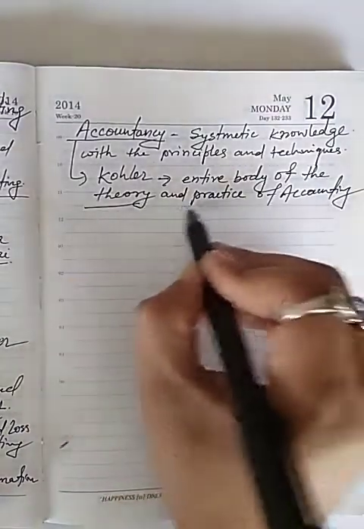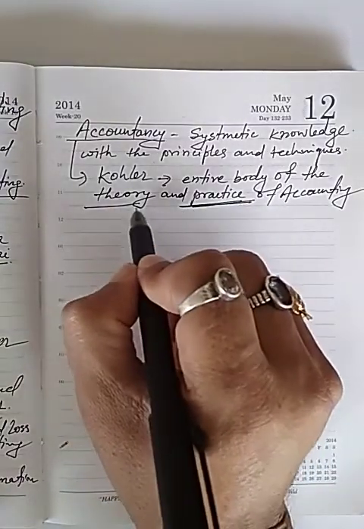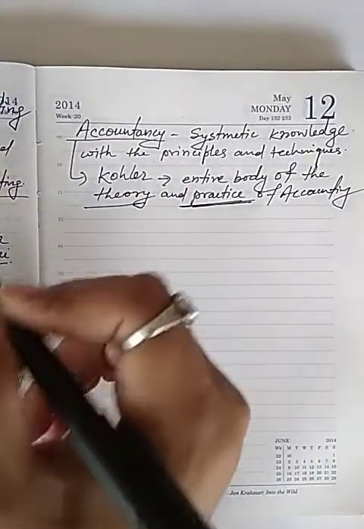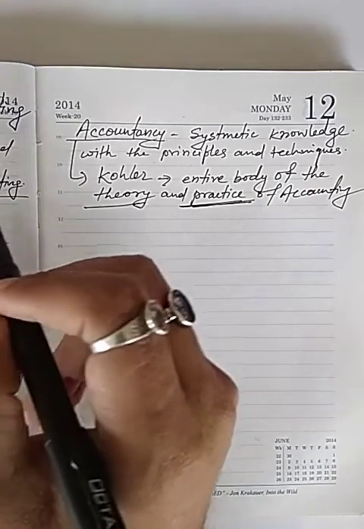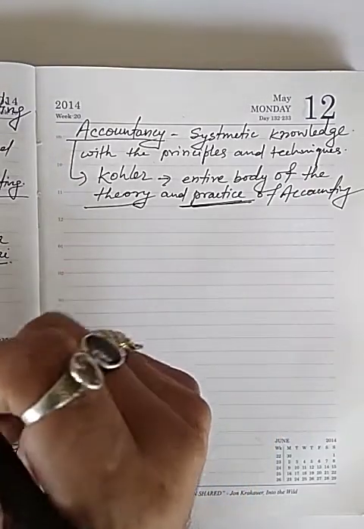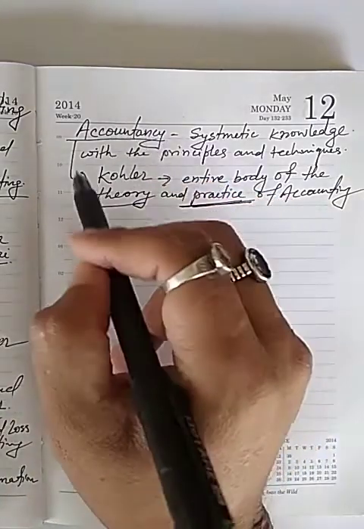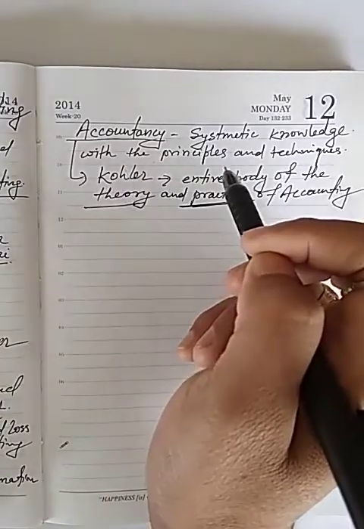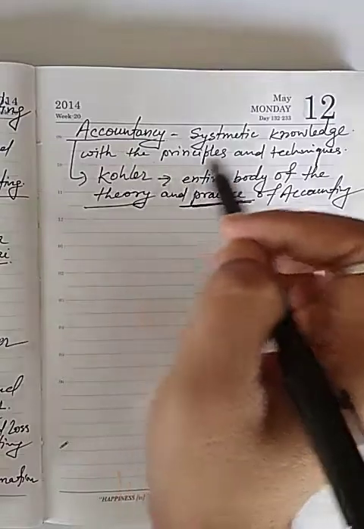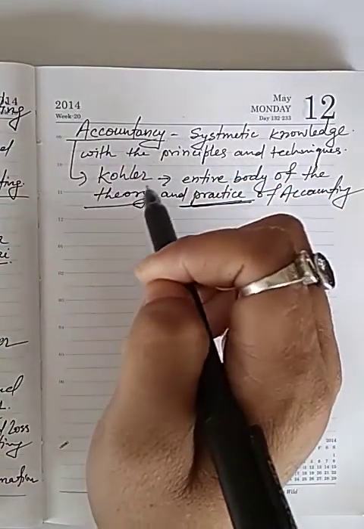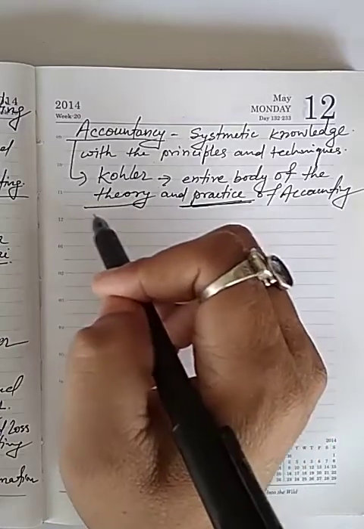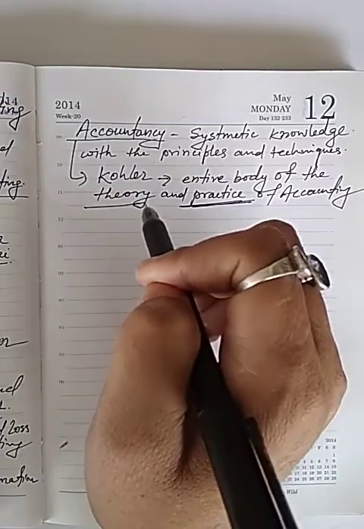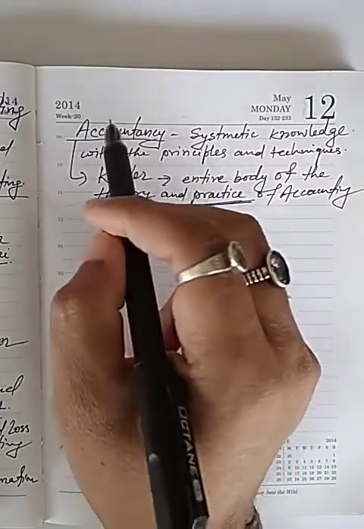Hence, theory and practice. Hence, we can say that accountancy includes both bookkeeping and accounting, because accounting includes bookkeeping, and bookkeeping is the theoretical part of accounting, and accounting is the practical part, and both are included in accountancy.